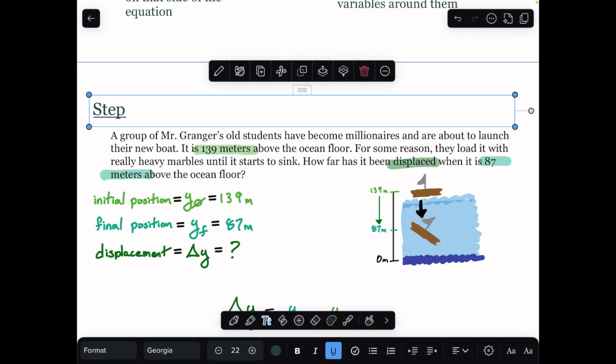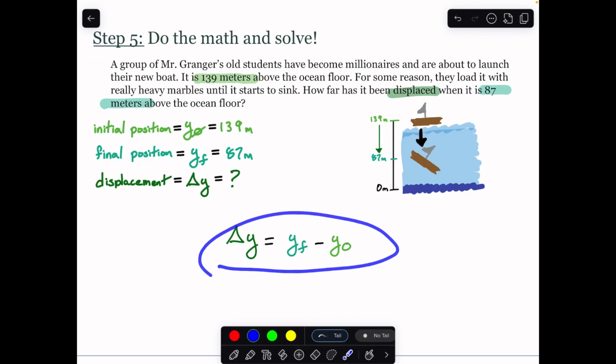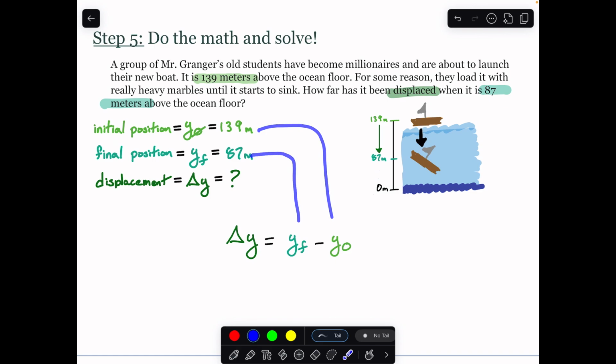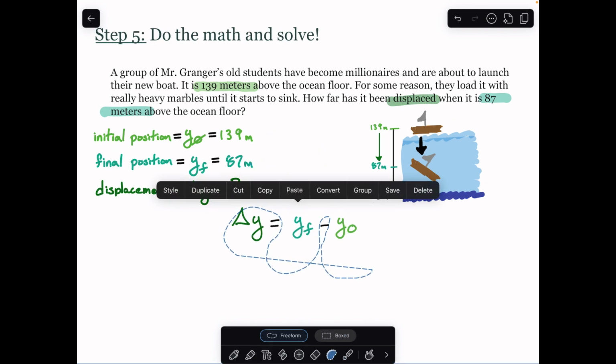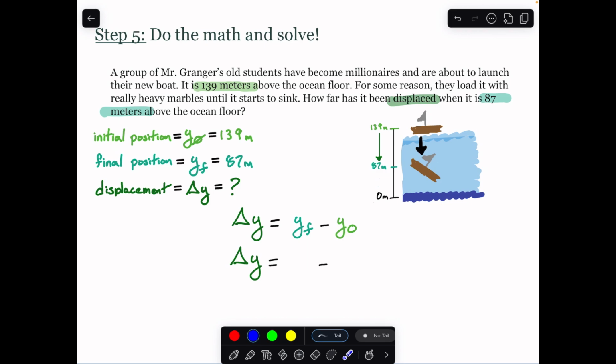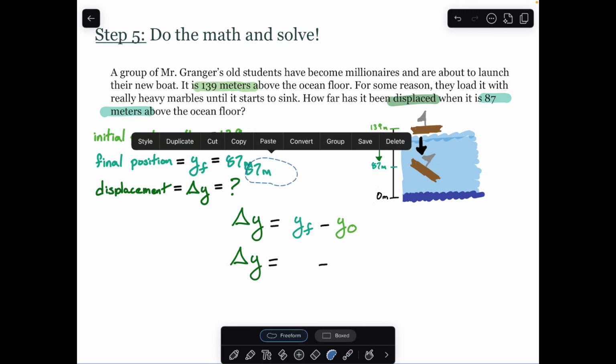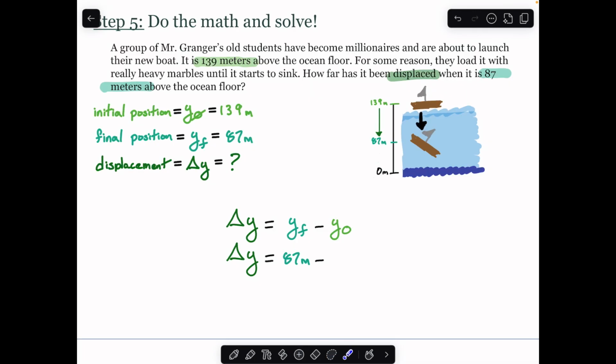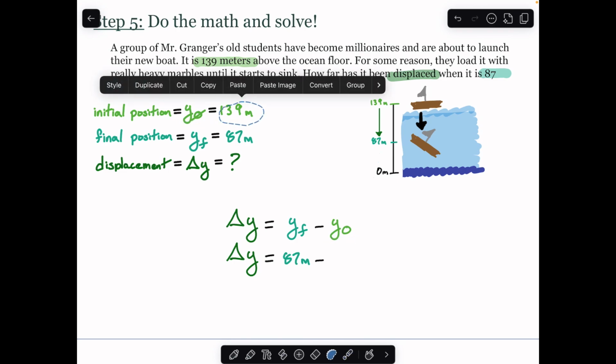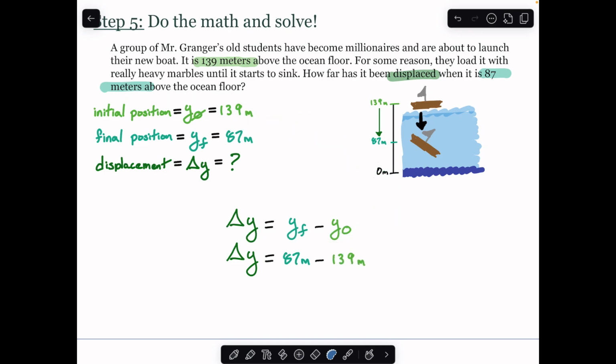Step 5. Do the math and solve. I have the formula, which is the instructions for finding the answer. I'm going to plug the numbers that I have into the formula. I'll make a new line. First we have final position. So we'll plug in 87 meters for final position. My initial position is 139 meters. So I'll put in 139 meters for my initial position.